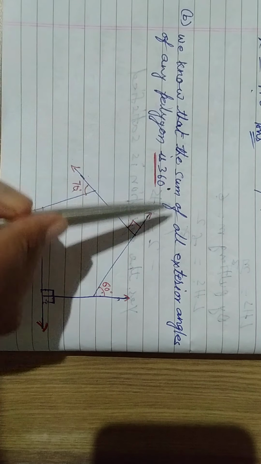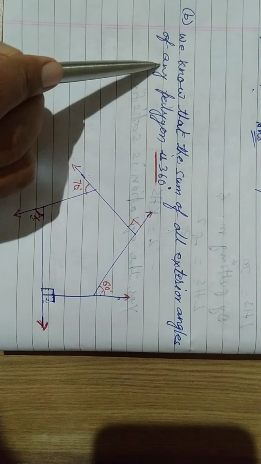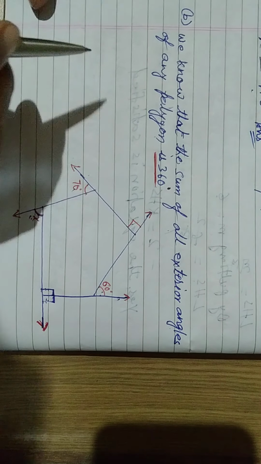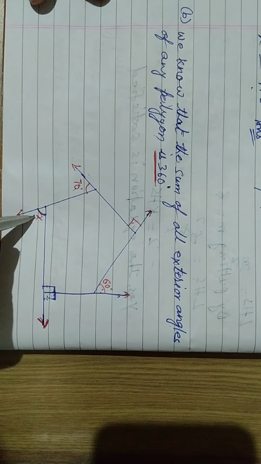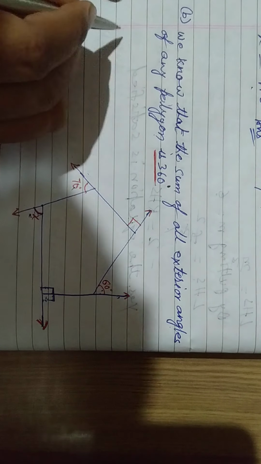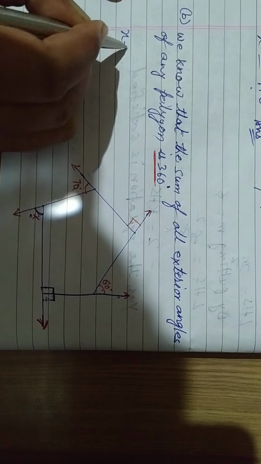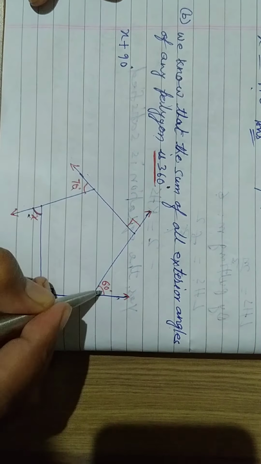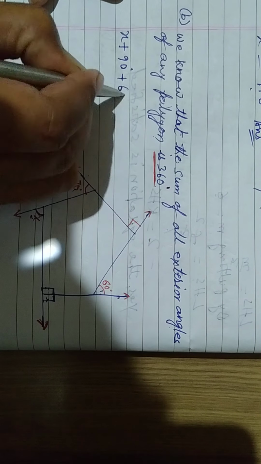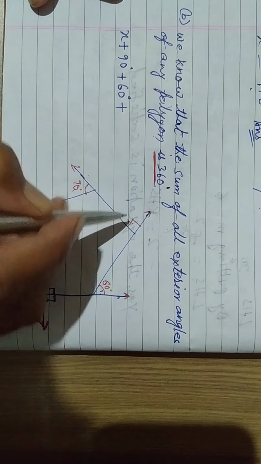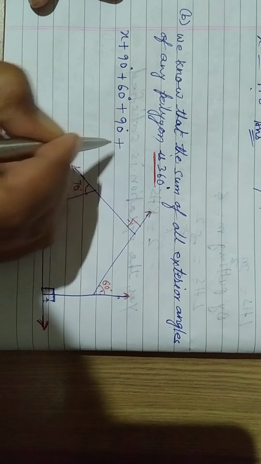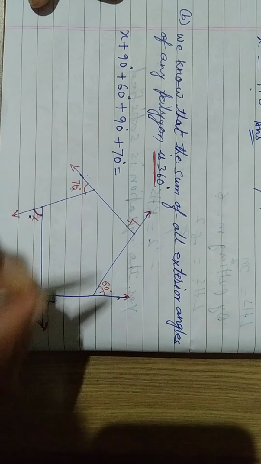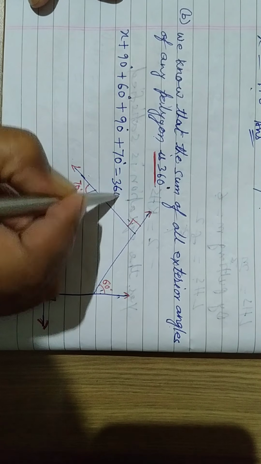So we know that the sum of all exterior angles of any polygon is 360 degree. Same. So we can start from here. Continue, we will write x plus this 90 degree, then this 60 degree, plus then again 90 degree, plus this 70 degree equal to 360 degree as we know.